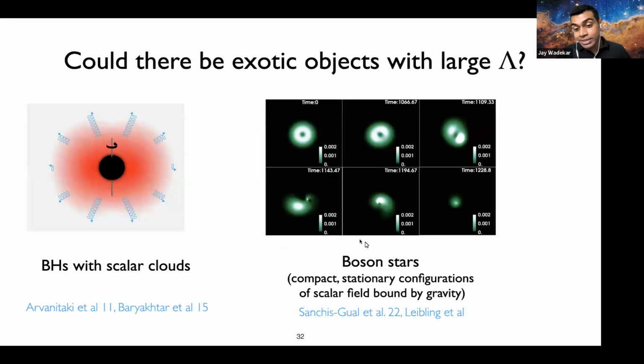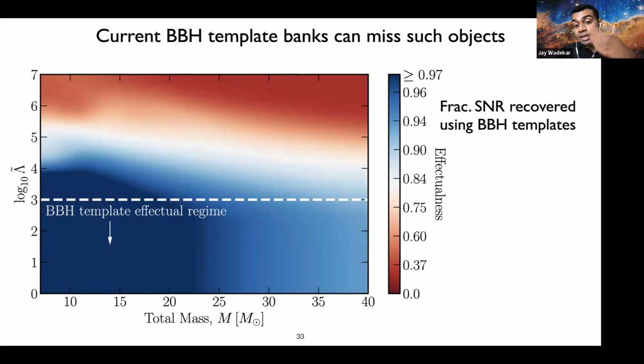Another example is boson stars, which are compact stationary configurations of scalar fields bound by gravity. Even here you could have massive objects which have large tidal deformabilities. So our question was whether there could be some exotic objects with a large lambda, and we then tried to see whether these massive objects with large lambda could be recovered by existing template banks.